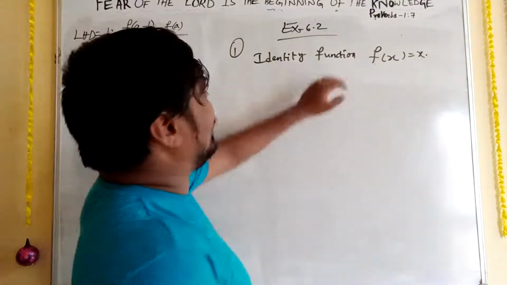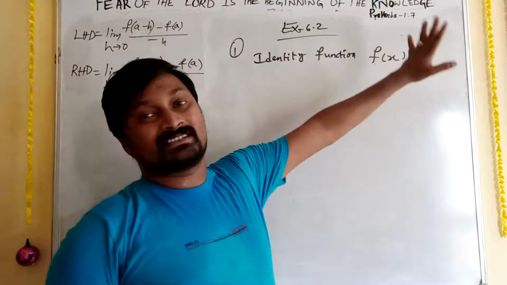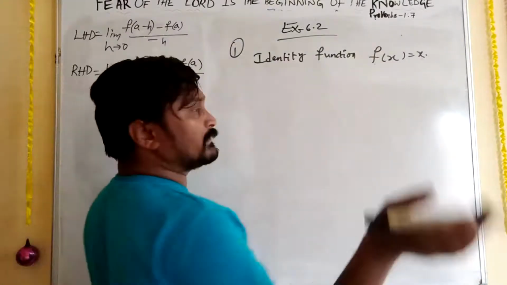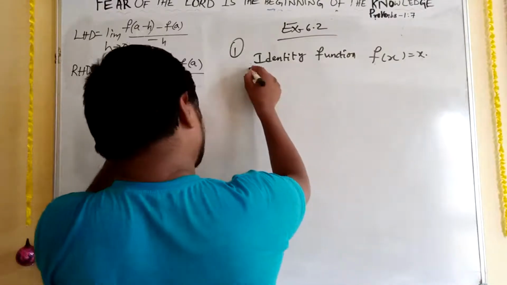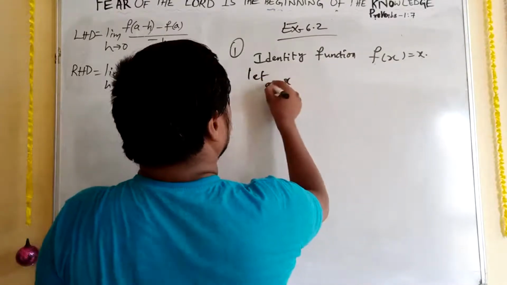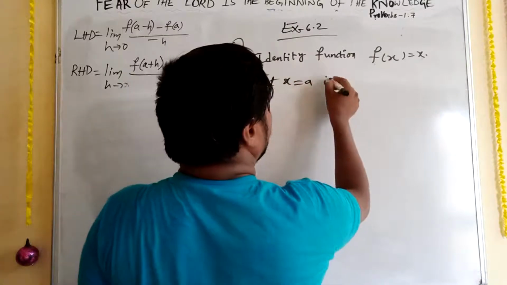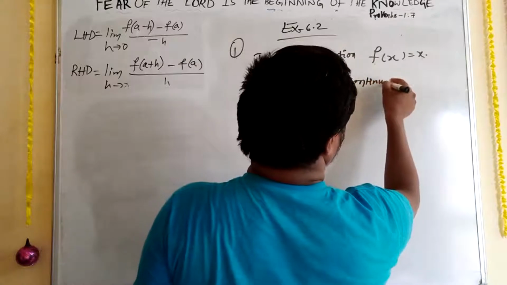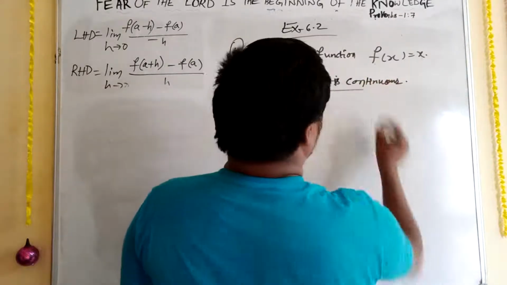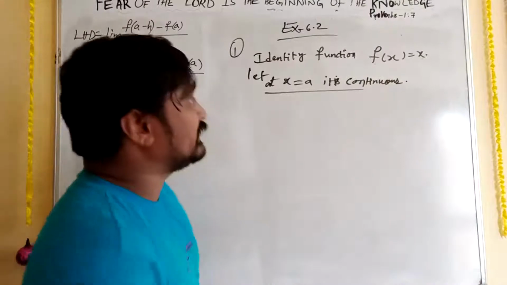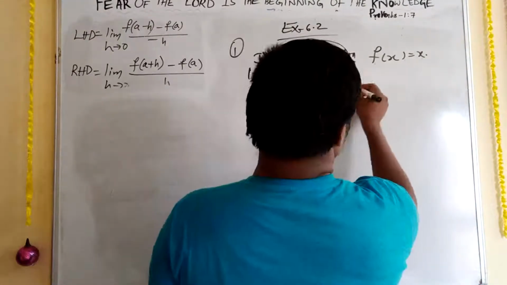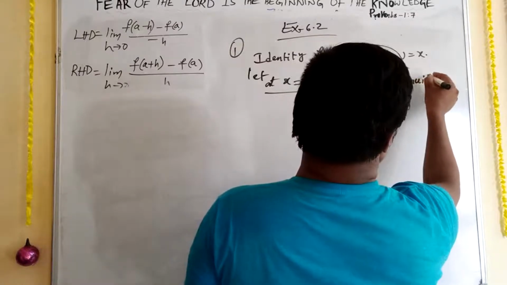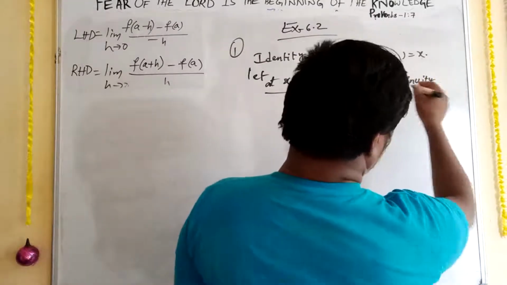Right now, observe identity function f of x is equal to x is given. So then what we need to do here? We don't know at which value we need to think. So let at x is equal to a, it is continuous. So we need to prove that at x is equal to a, whether it is continuous or not. So I may think like continuity. Not continuity, it is differentiable.